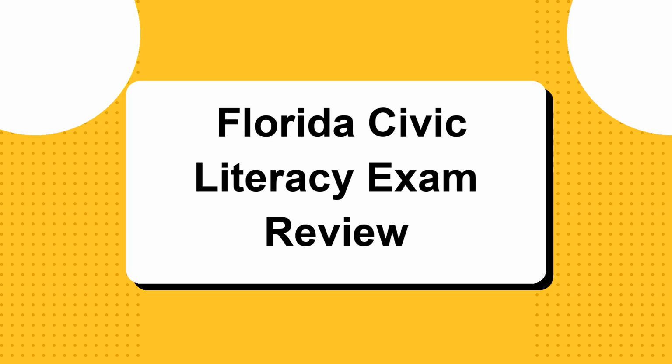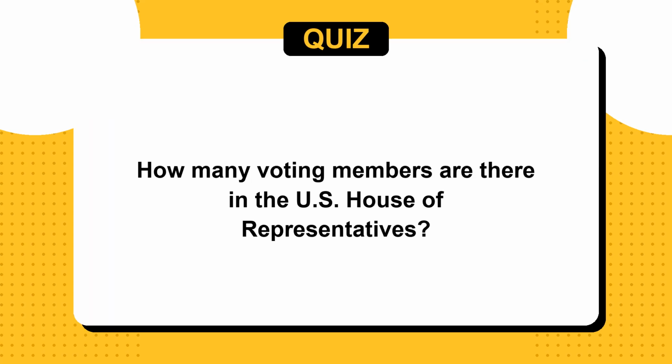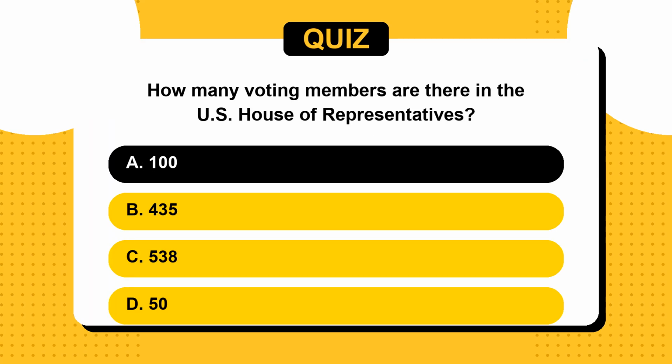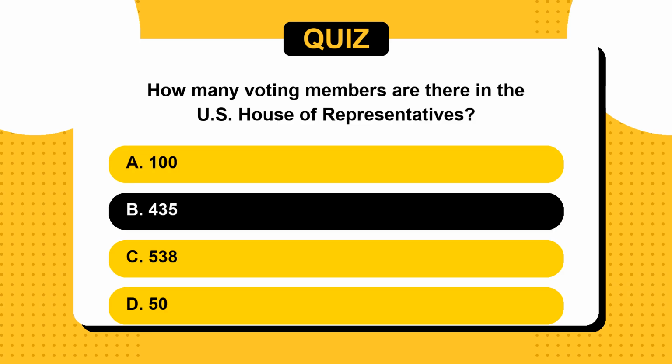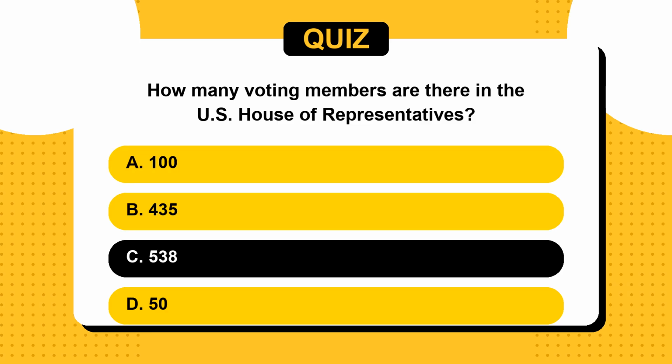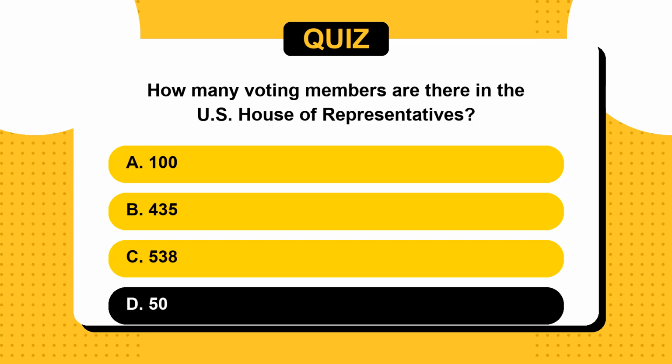Welcome to the quiz. How many voting members are there in the U.S. House of Representatives? Is it A, 100? Or B, 435? C, 538? Or D, 50?